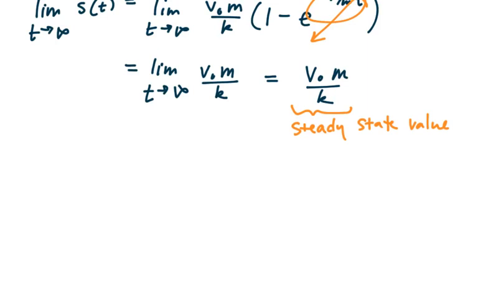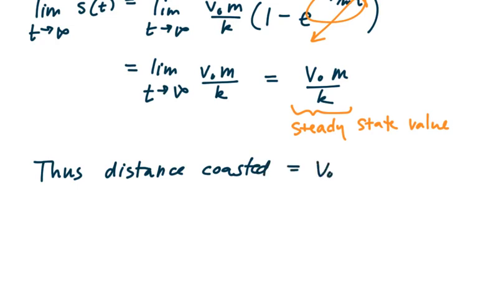So what we can finally say is the distance coasted equals v sub 0 m divided by k, which was our upper bound. And this is true in life. If m is large, something is going to coast further, and m obviously referring to mass.